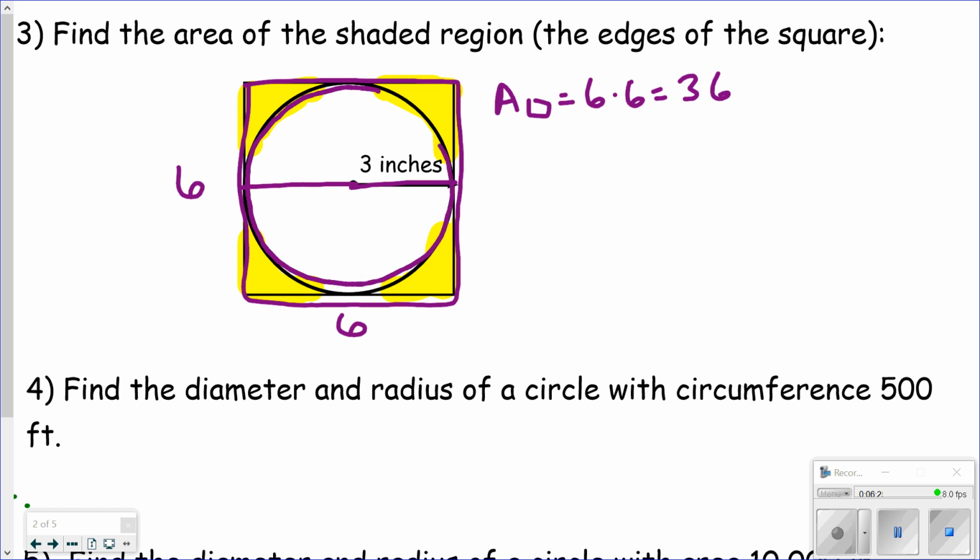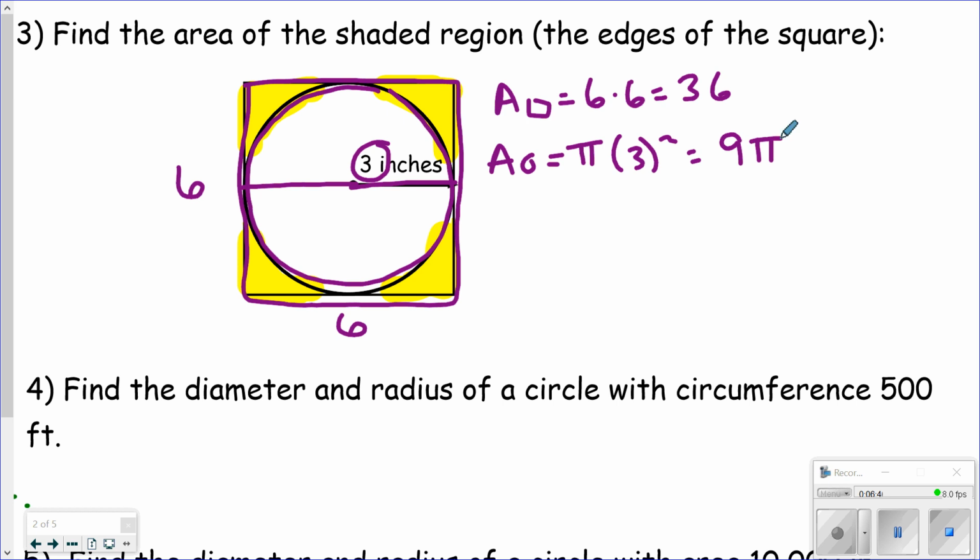So area of the circle. We know the equation for the area of the circle is pi r squared. So pi, our radius we know is 3, and we're going to square that. And I'm just going to keep this as 9 pi for right now because I want exact answers. I don't want to round until the very end.